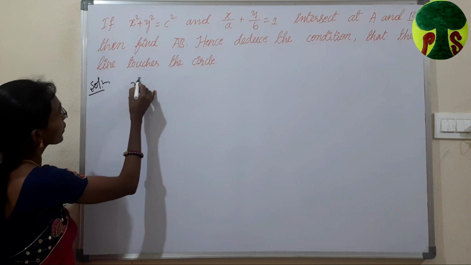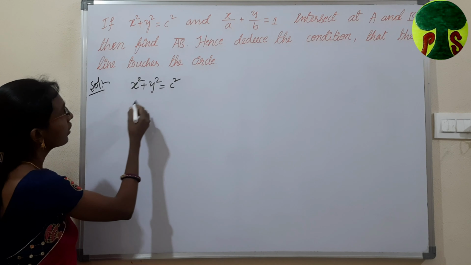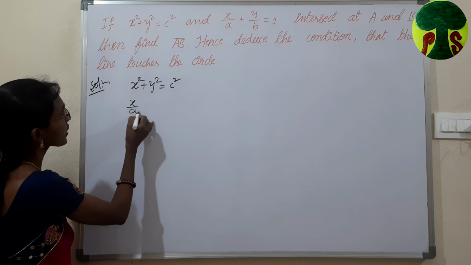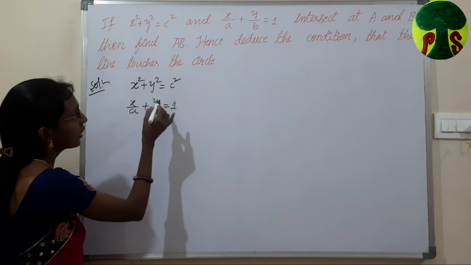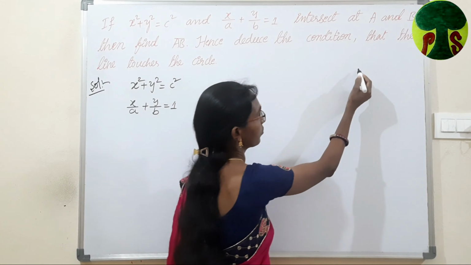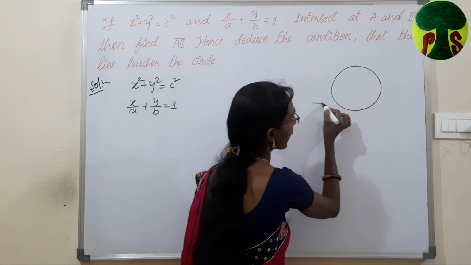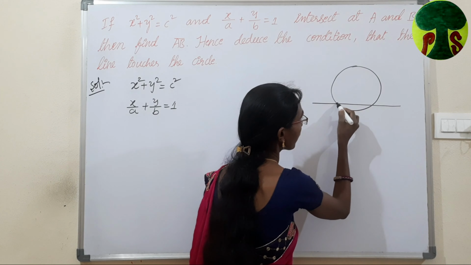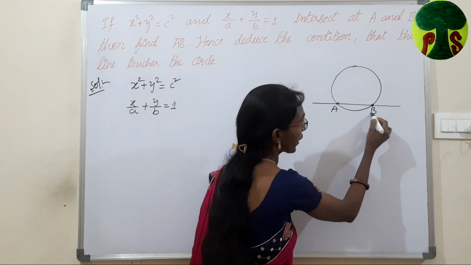Given the equation of the circle is x square plus y square is equal to c square, and the equation of the line is x by a plus y by b is equal to 1, and these two intersect at A and B. Let us draw the diagram. The circle and the line intersect at two different points. Let us consider the first point as A and the other point as B.